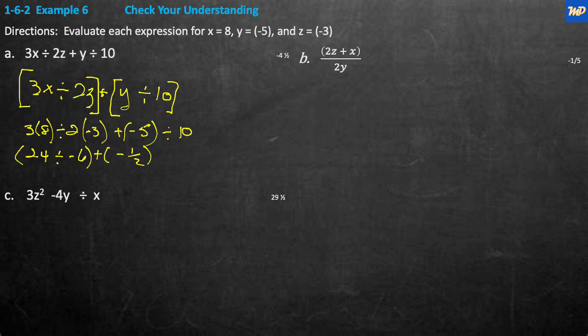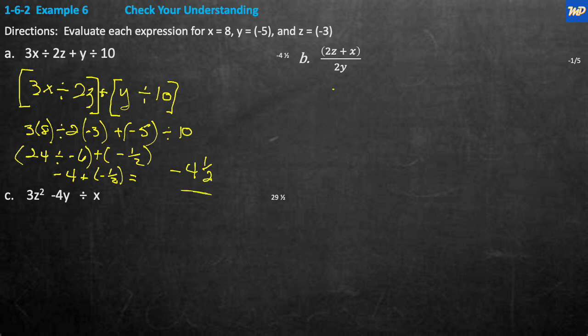Now we get down to the last step here. 24 divided by negative 6 is negative 4 plus a negative 1/2, and that equals negative 4 plus a negative 1/2 is negative 4 and 1/2. The negatives add, these two numbers add together, okay? That's adding the same sign. So the answer is negative 4 1/2. So let's try the next one here.